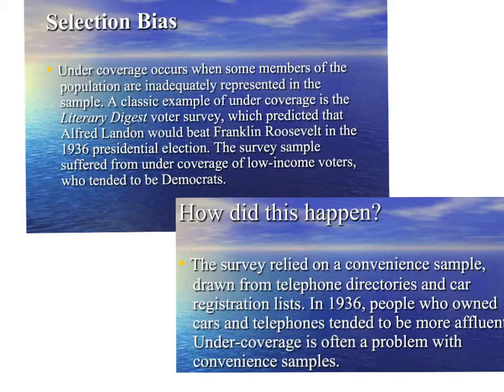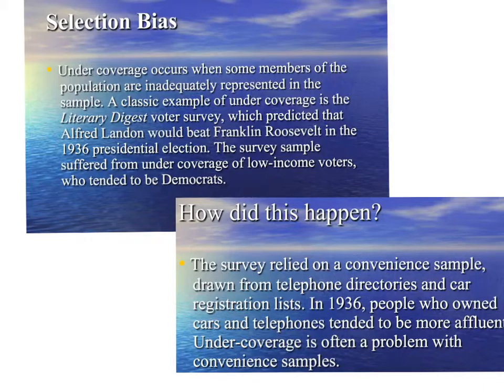have internet. A classic example of undercoverage is the Literary Digest voter survey, which predicted that Alfred Landon would beat Franklin Roosevelt in the 1936 presidential election. The survey sample suffered from undercoverage of low-income voters, however, who tended to be Democrats. Now you wonder, how did this happen?